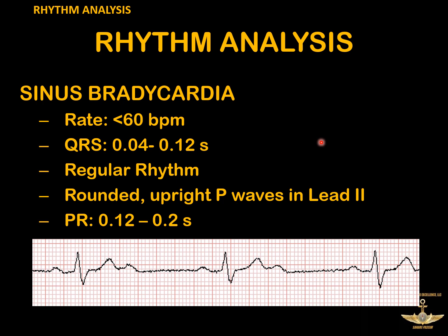The QRS is going to be narrow, a normal duration. The rhythm's still going to be regular. The P waves are still going to be rounded, upright, and present for every QRS, and the PR interval is still going to be normal. It's just going to be slow.